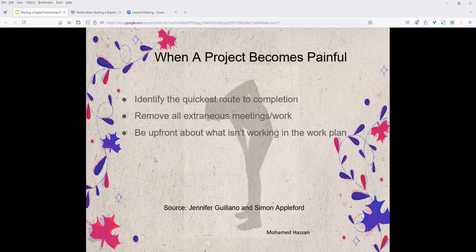So when does a project become painful? You want to identify the quickest route to completion. You want to remove all extraneous meetings and work. And then you want to be upfront about what isn't working in the work plan, and go from there.